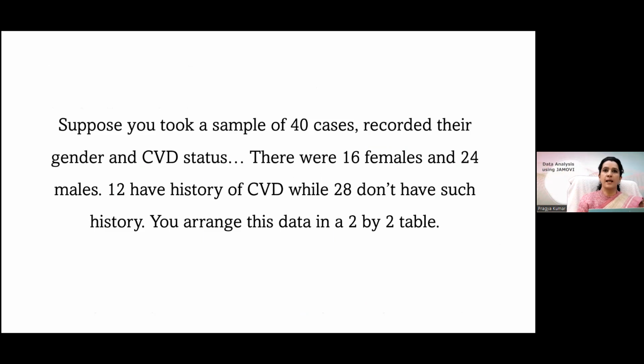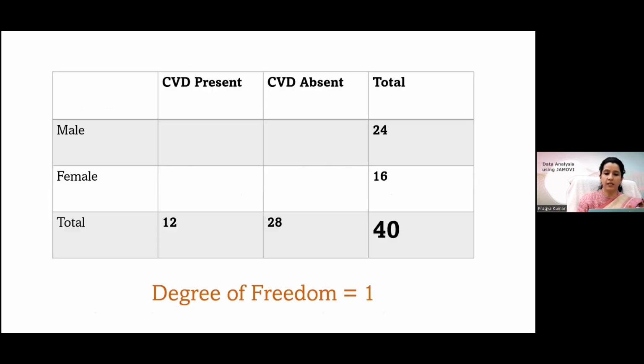Suppose you took a sample of 40 cases, recorded their gender and cardiovascular disease, where 16 are females and 24 are males. 12 have a history of cardiovascular disease and 28 don't have such a history. So you arrange that in a 2 by 2 table. Number of males, 24. Number of females, 16. CVD is present in 12 people and absent in 28 people. So a total of 40 people. What is the degree of freedom in a 2 by 2 table? You always write row minus 1 into column minus 1. There are 2 rows and 2 columns, so the degree of freedom is 1.